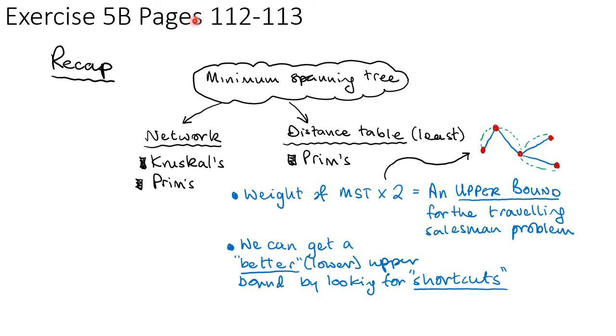So you should now be able to do exercise 5B on pages 112 to 113, and this section was about finding an upper bound by finding the minimum spanning tree, either by using Kruskal's or Prim's algorithm, multiplying this by 2, and then trying to improve our upper bound by looking for shortcuts.